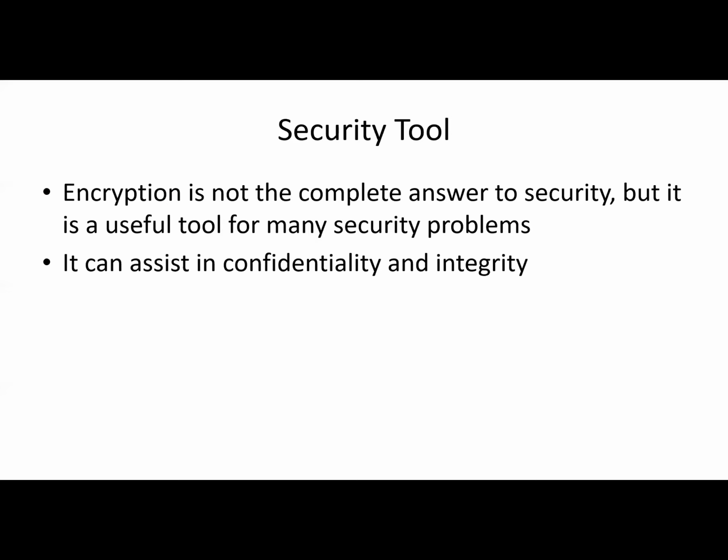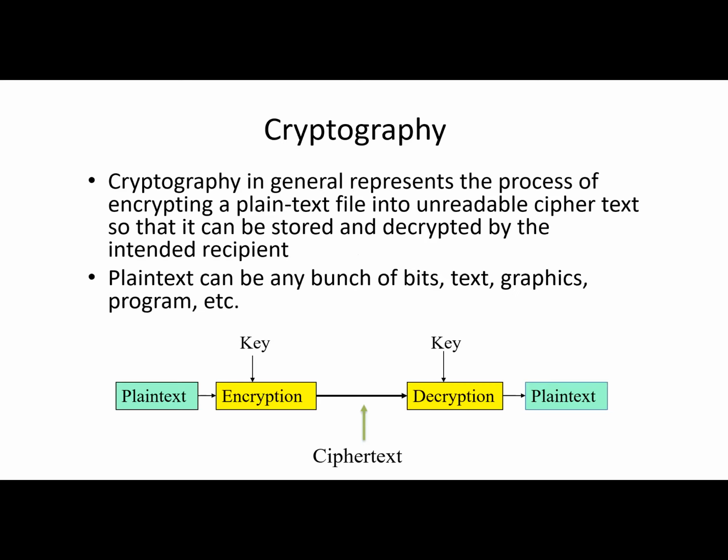Okay, and a couple of slides from last time. We're going to talk about encryption, which is very useful in computer security. It is not the end to computer security. It's a tool we can use to get a lot of things done. Confidentiality and integrity really need encryption to get that done. But it's not the only thing.